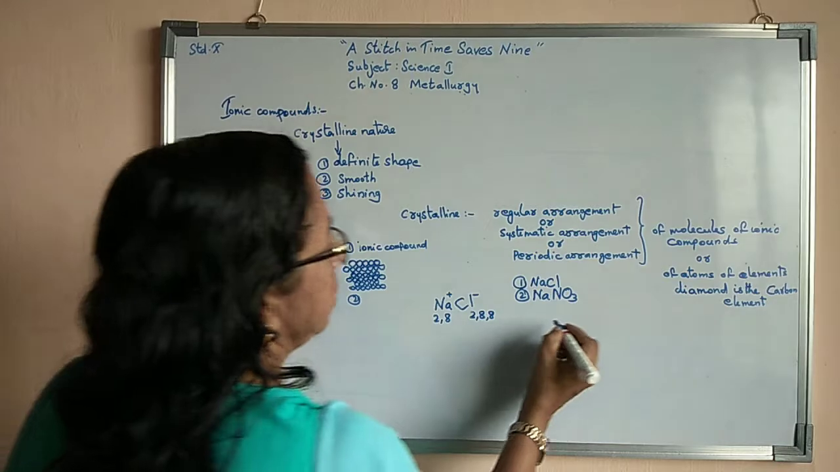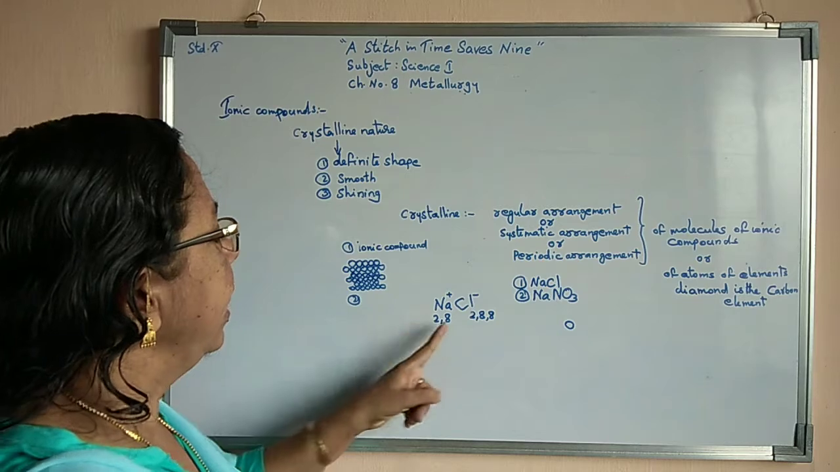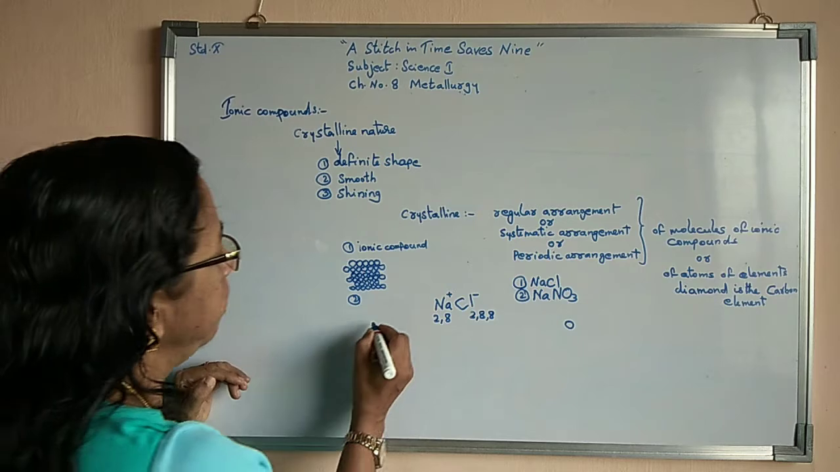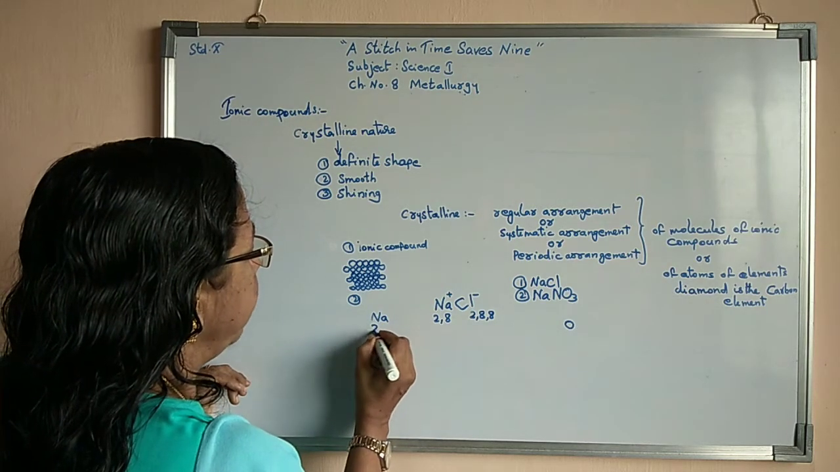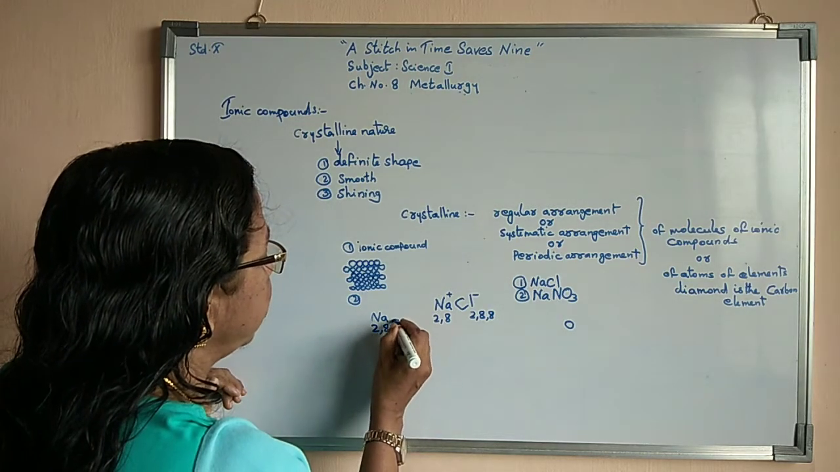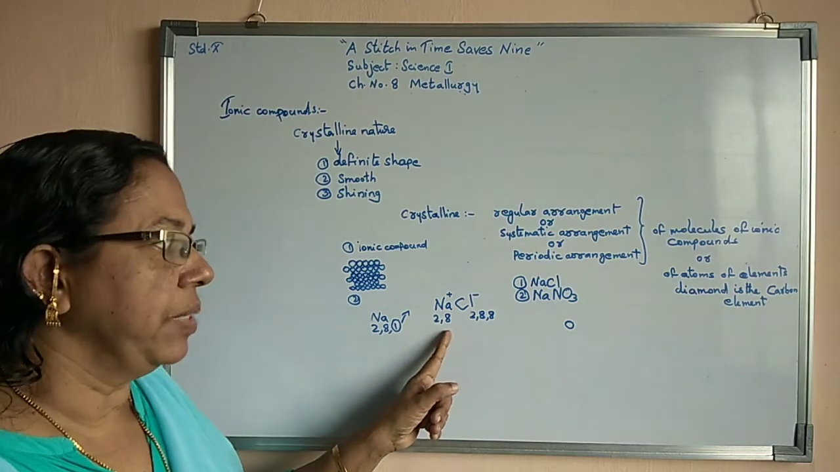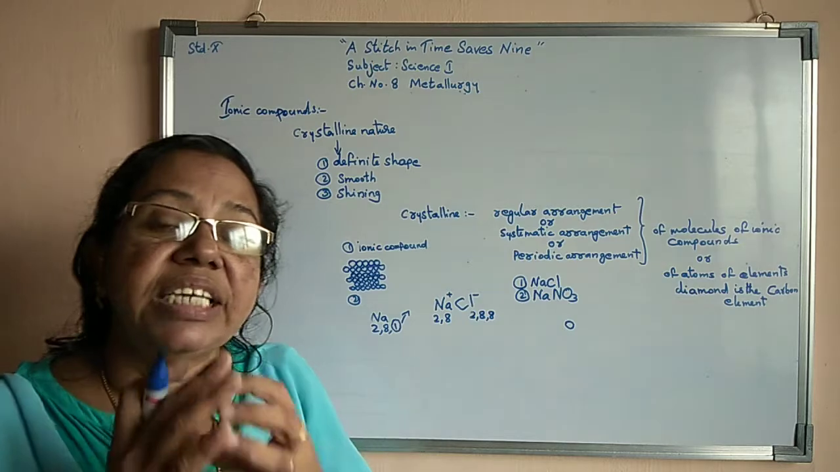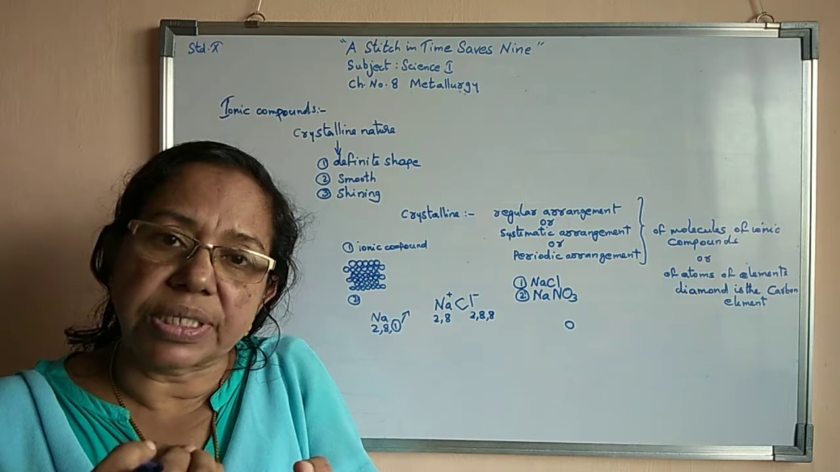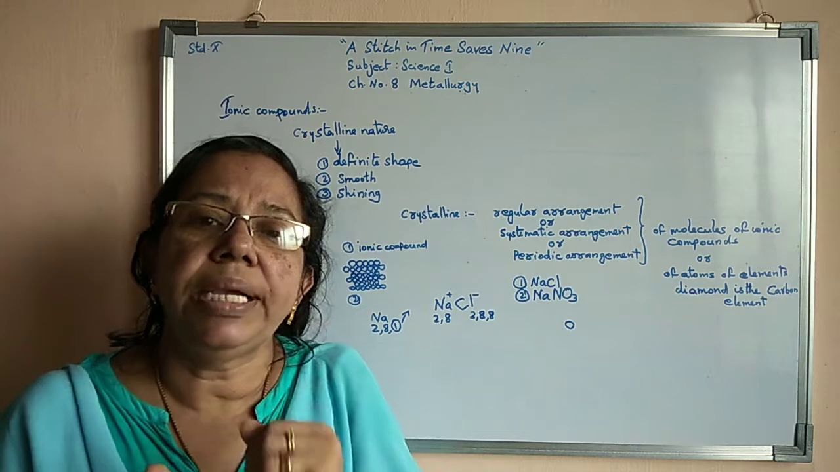Here in the sodium ion, you can see the number of electrons is now one less. The sodium atom has electronic configuration 2,8,1, and from that one electron is already lost. As a result, the number of electrons became less, and the size of the sodium became a little less. Why? Because the number of electrons reduced, so the attractive force from the nucleus of the sodium increased.